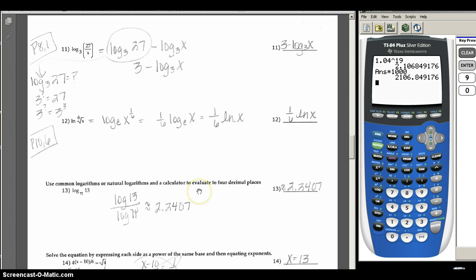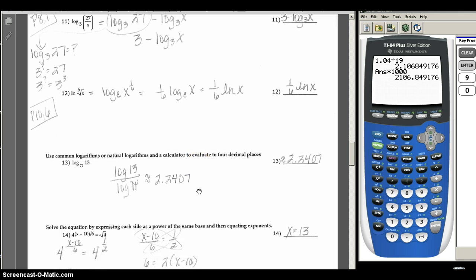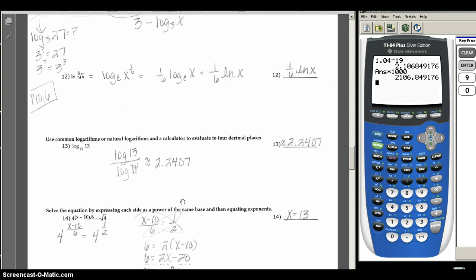Same thing. 13, use common logarithms or natural logarithms in a calculator to evaluate. If you have the option in your calculator to put in different bases, then you can use that. I did the change of base theorem here. So I did log of 13 divided by log of pi, and got approximately 2.2407. But again, if you have that option in your math menu, then you don't have to do the change of base.